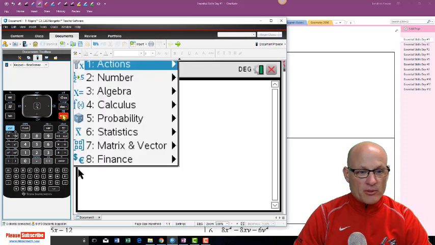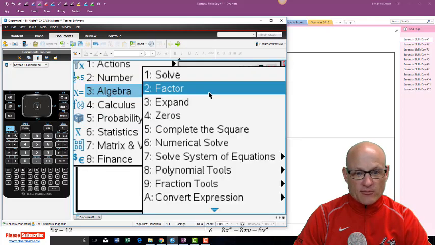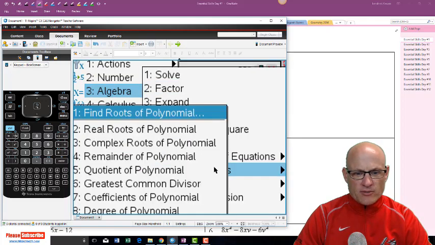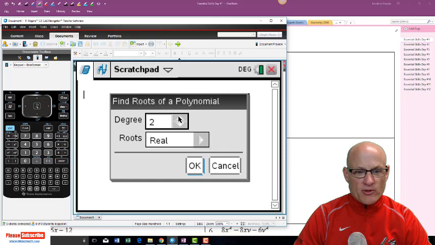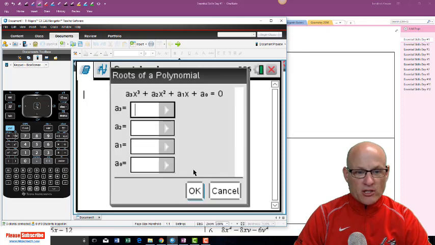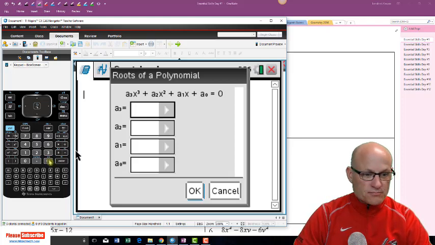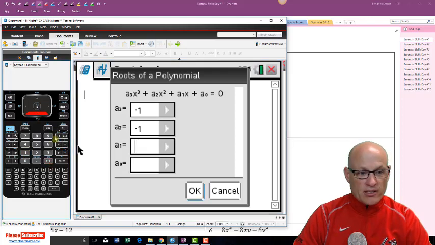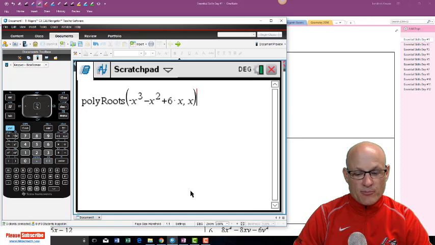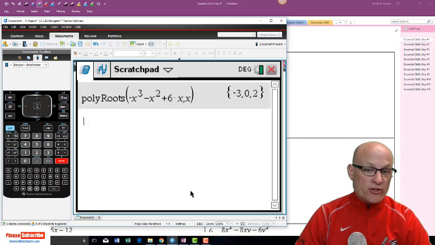Menu 331 will be what you click. I have to do something slightly different. Menu 3, it's polytools, and find the roots of a polynomial. This is a 3rd degree polynomial. So we click OK. The cube term was negative 1. The squared term was negative 1. The x term was 6. And there was no constant, but you still have to put in something, 0. So press enter, enter. Those are your roots: 0, negative 3, and 2.